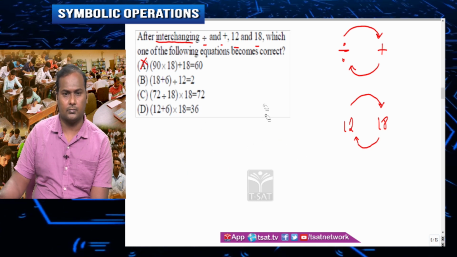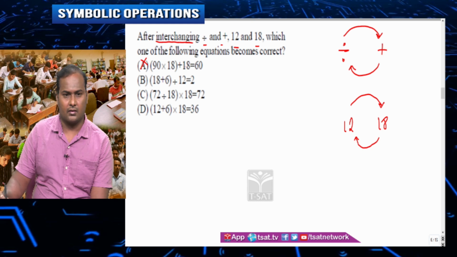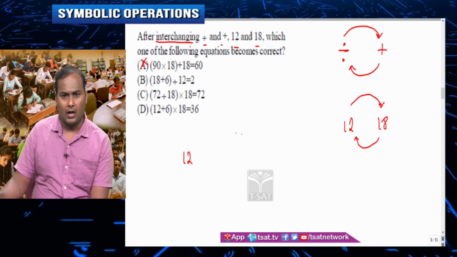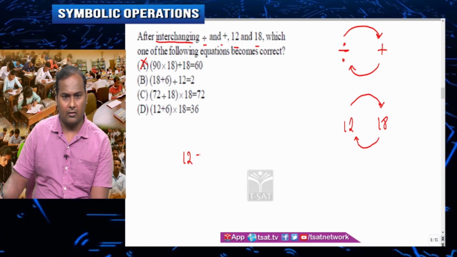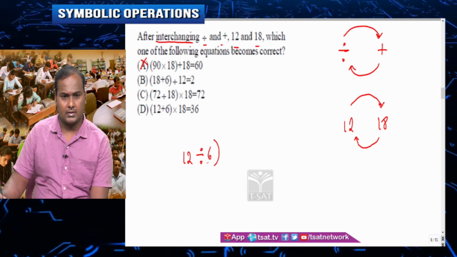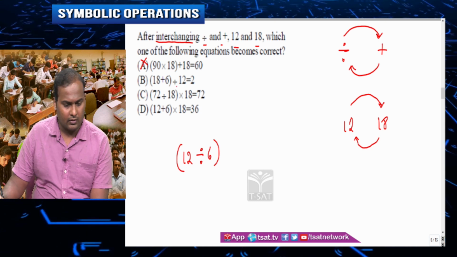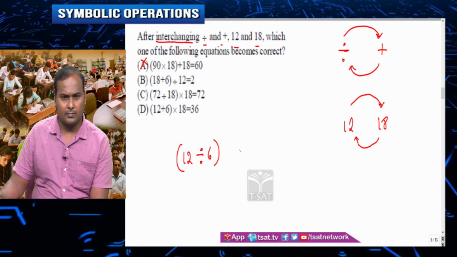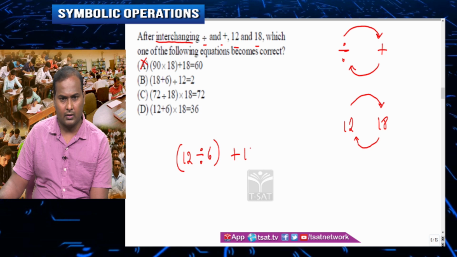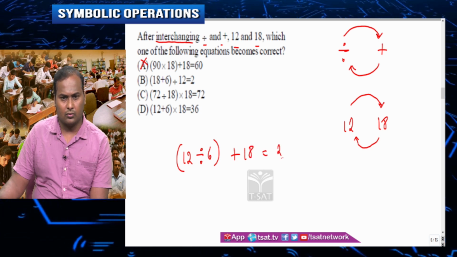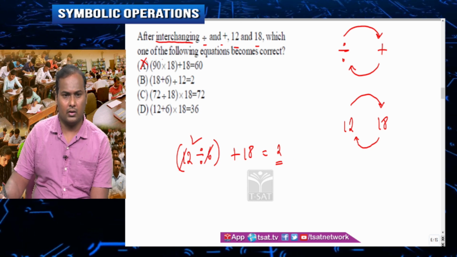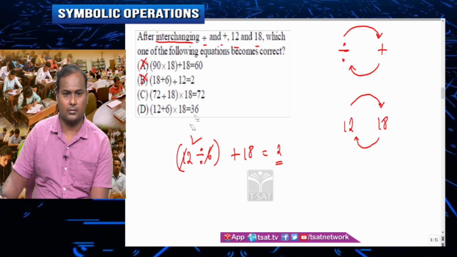Now check option B. In option B, 18 is there, so wherever you see 18, it will become 12. And wherever you see a plus symbol, it becomes division, followed by 6. Then wherever you see the division symbol, you have to put plus, and in the place of 12, you have to put 18, and check whether it is equal to 2 or not. No, this is not equal to 2. So option B is also not the answer.